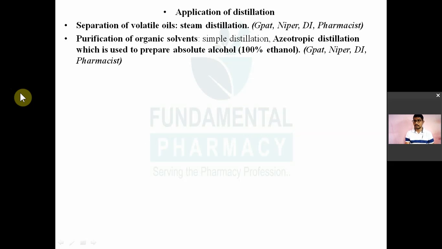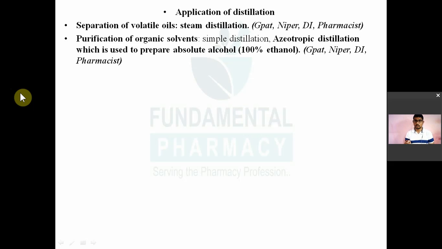So alcohol always comes with water. Water is always present as an impurity in the alcohol. Okay, so whatever alcohol you are using in your lab, it is not absolute alcohol. It is just 90% alcohol. 10% water will always be there. So to remove that 10% water, the azeotropic distillation method is used, so that you will get alcohol in a pure form. That is 100% alcohol. That is known as absolute alcohol.